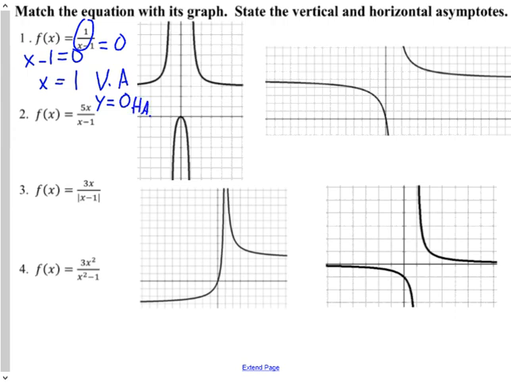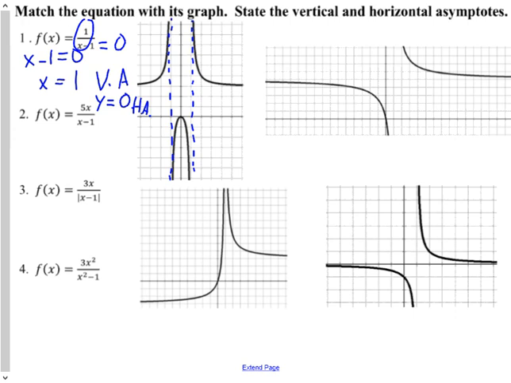And now we're looking for the graph that has these. Now looking, we've got x = 1 right here. That one has an x = 1. It also has another asymptote over here, so that one's not going to be our number 1 graph.